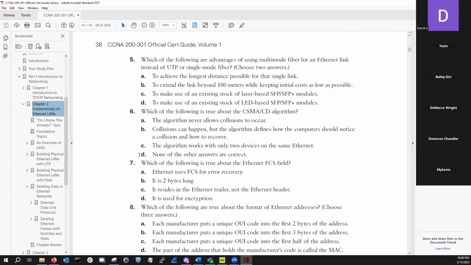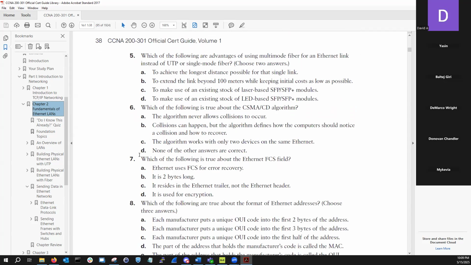Question 5. Which of the following are advantages of using multimode fiber for an Ethernet link instead of UTP or single mode fiber? Choose two answers.